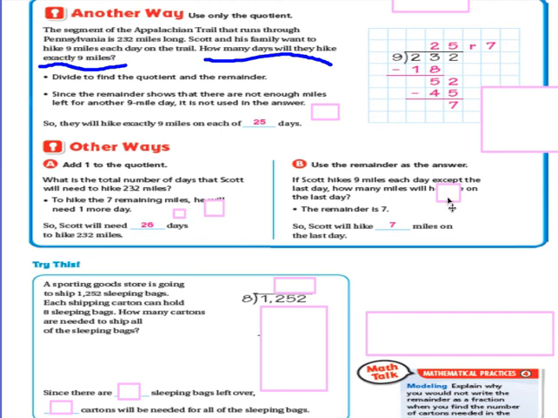Alright, let's look at this story problem. A sporting goods store is going to ship 1,252 sleeping bags. Each shipping container can hold 8 sleeping bags. How many cartons are needed to ship all of the sleeping bags? So we have to do the division problem again.